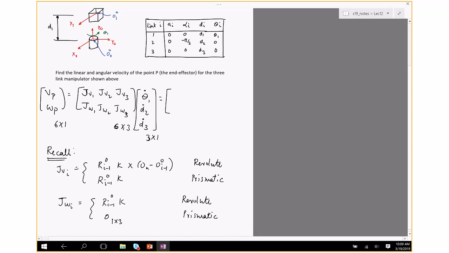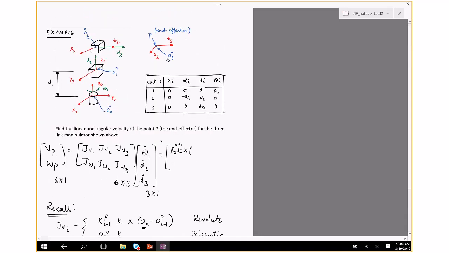On is the end effector. I is going to be 1, first link. So what I would have over there is R0 with respect to frame 0, k, crossed with On, which is basically the end effector. The end effector is at O3. You could write P if you want, but really that's the origin of the third frame. So I'll write this as O3 with respect to 0 minus O, I equals 1, so O is 0, 0. That's my first Jacobian.